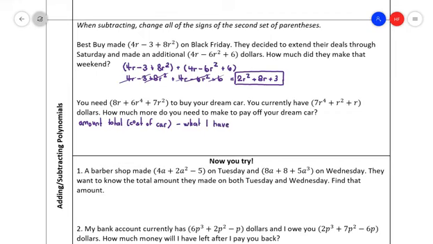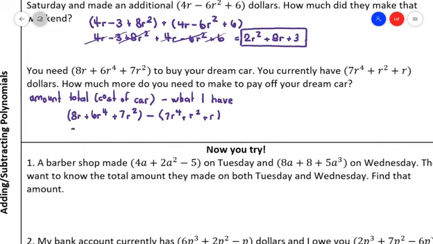So I'm going to take 8r plus 6r to the fourth plus 7r squared minus 7r to the fourth plus r squared plus r. Remember, when we subtract, we have to change the signs of the second set. So I'm going to drop the parentheses on the first. 8r plus 6r to the fourth plus 7r squared. Nothing changed there, but now everything changes. Minus 7r to the fourth minus r squared minus r.